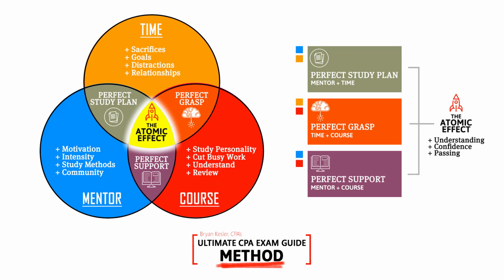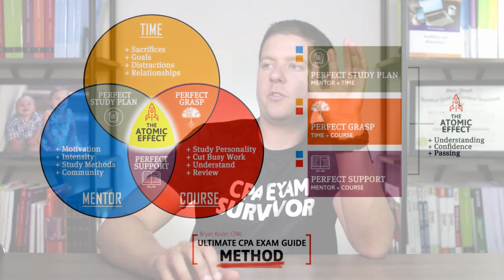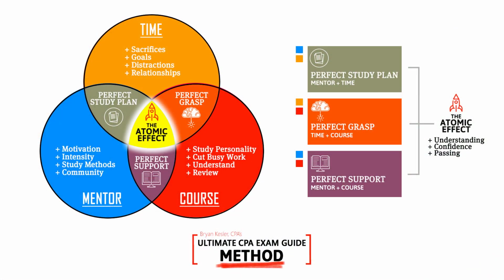So once you optimize those, and there's a bunch of different factors that go into optimizing each, and I put together a free resource for you. It's over at cpaexammentor.com if you want to check it out. That will teach you how to optimize each of these resources. But just understand that once you optimize your time, your course, and your mentor or mentors, you're going to achieve the perfect study plan to follow in order to achieve the perfect grasp of the AICPA blueprints.